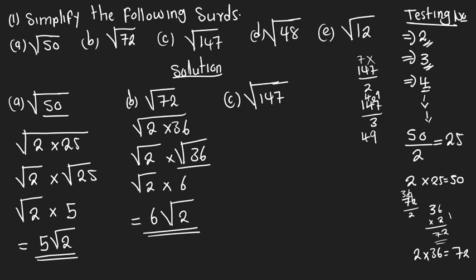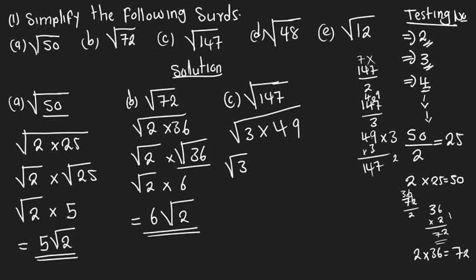Let's prove. 49 multiplied by 3, it should give us 147. 3 multiplied by 9, we are getting 27. So 7 carry 2. 3 multiplied by 4, we are getting 12, plus 2 becomes 14, so 147. So this can also be written as 3 multiplied by 49.